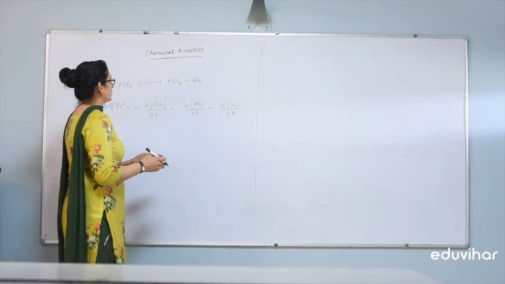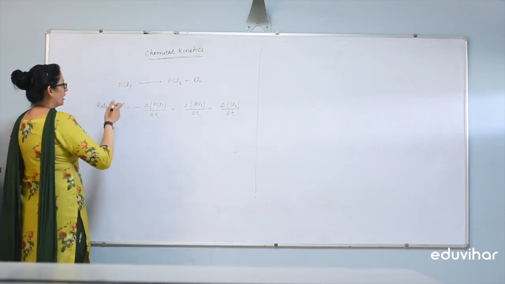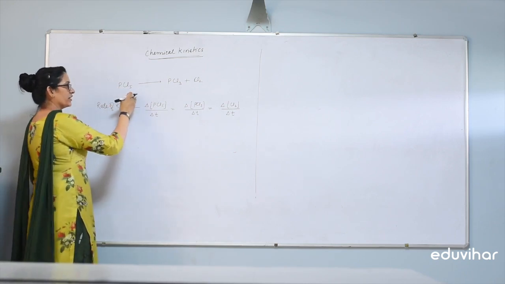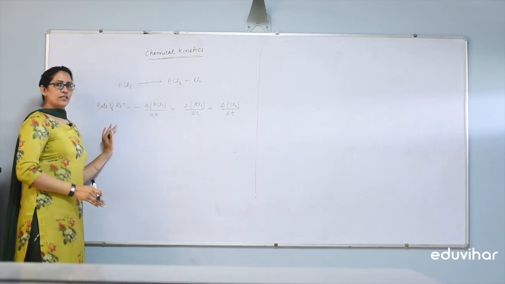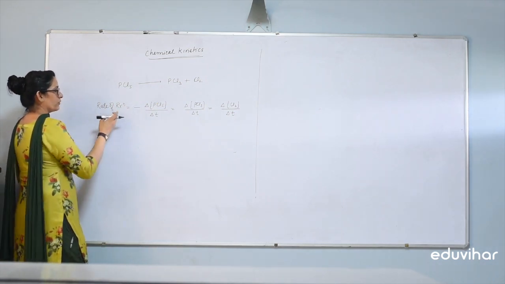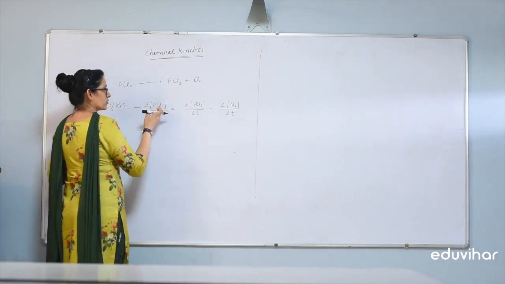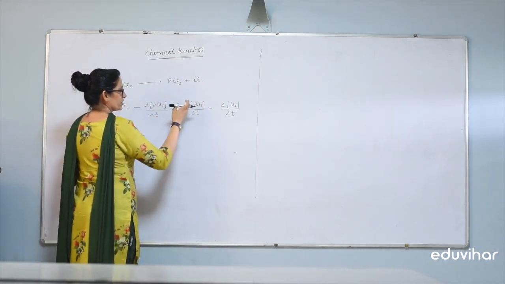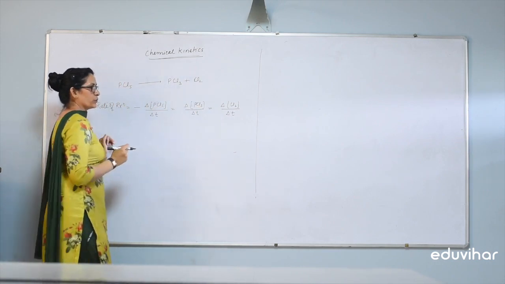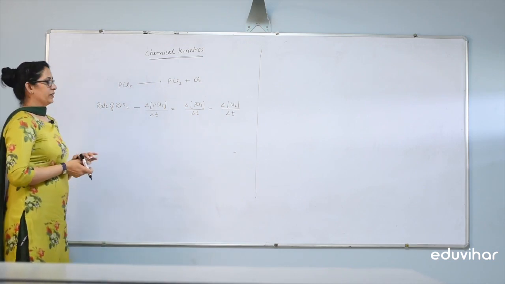Okay, we start writing the rate of reaction in terms of some specific reactions. I am taking an example of PCl5 that changes into PCl3 plus Cl2. To write down the rate of reaction for this reaction, rate of reaction is equal to negative sign, change in concentration of reactant with respect to time, and change in concentration of product with respect to time.